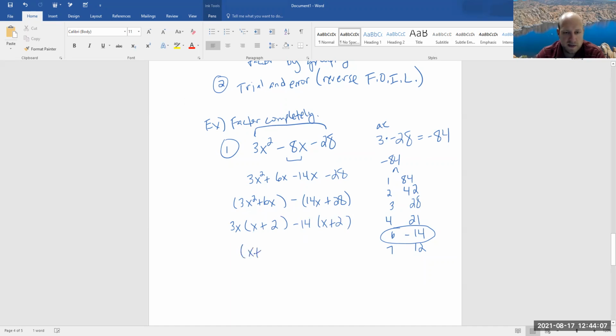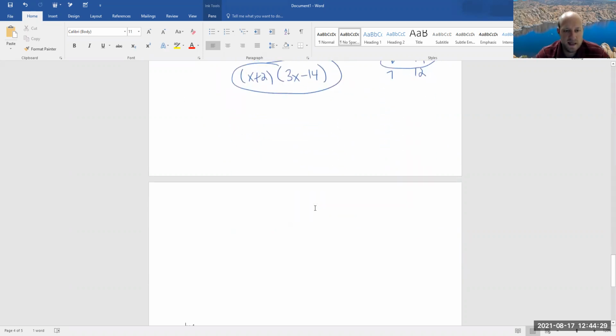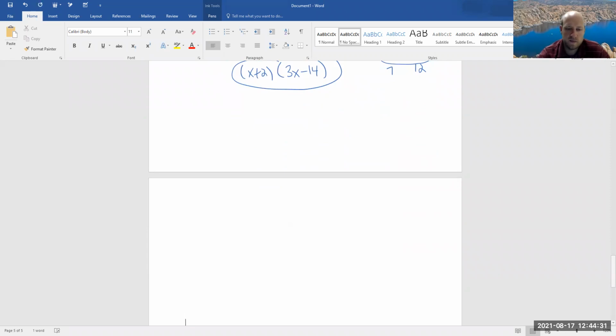And now the x plus 2 is our common factor, right? So this guy and this guy, I combine that as just a single x plus 2, and I have the 3x minus 14. And that's the answer. And again, the other method there would be trial and error. I'm not going to show you that because that's not how we're going to do it.